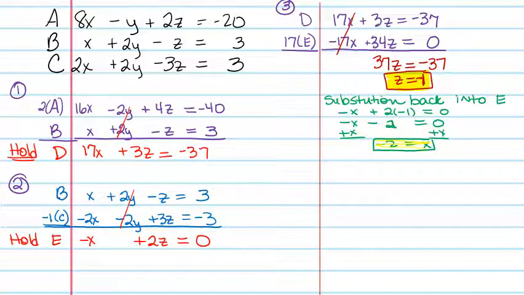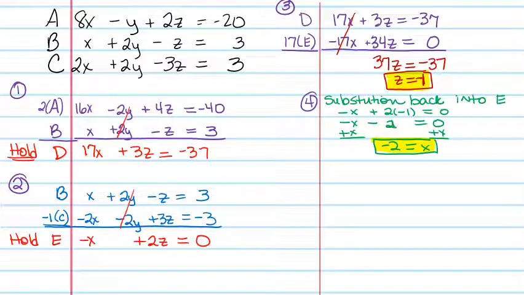Oh, wrong. Highlighter, not yellow marker. There we go. Ooh, where did that come from? All right, let's get back up there. Negative 2 is equal to x. Sorry about that.